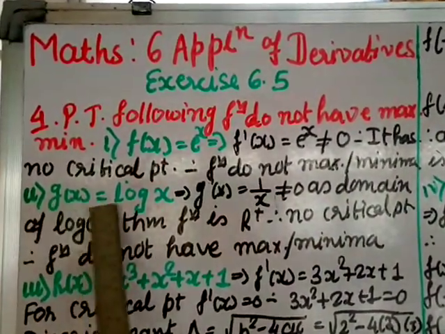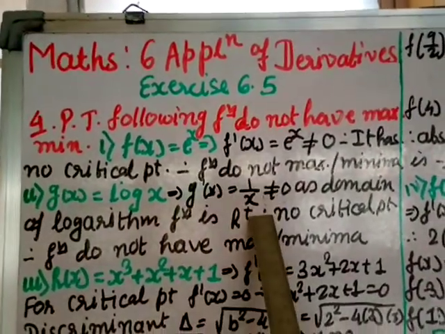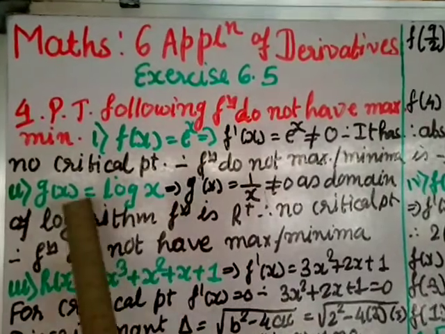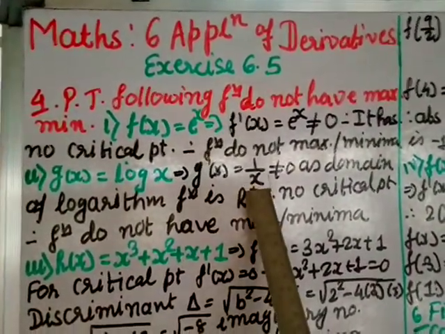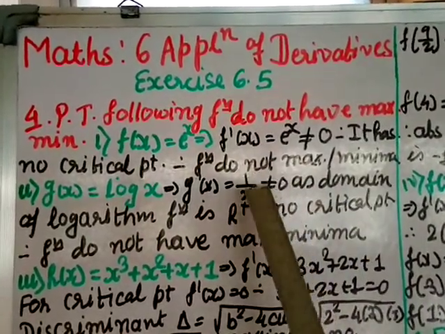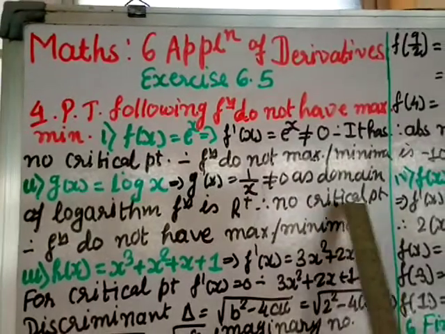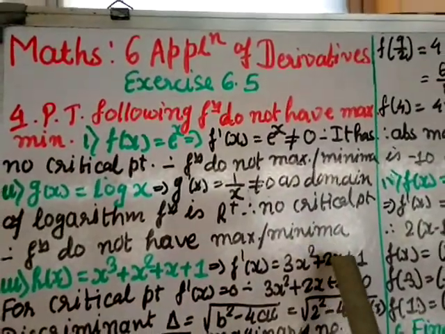Roman numeral 2, g(x) is equal to log x. First we'll find the derivative, so g dash x is 1 by x. Again, we know that the domain of the logarithmic function is R positive numbers, R plus. So there is no critical point, as for no value will 1 by x become equal to 0. So we say there is no critical point, so the function has no maximum or minimum value.